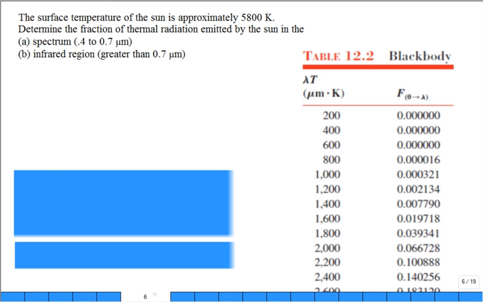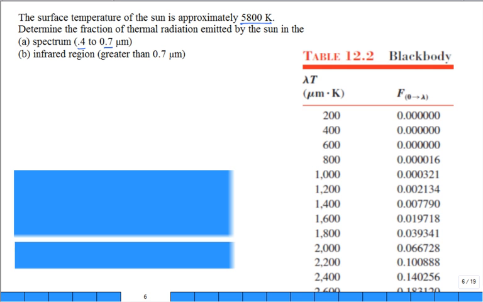Let's solve the problem. The surface temperature of the sun is approximately 5800 Kelvin. Determine the fraction of thermal radiation emitted by the sun in the visible spectrum, which is 0.4 to 0.7 microns. How much of that energy of emission from the temperature of the sun is what our eyes can see? And how would we make the calculation?